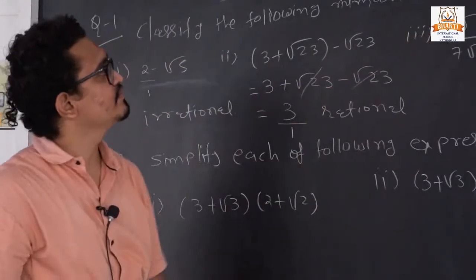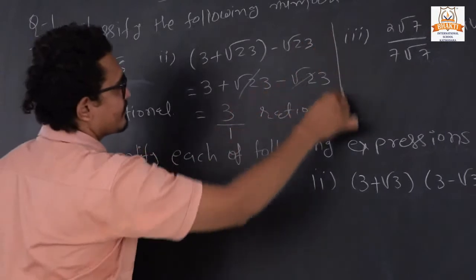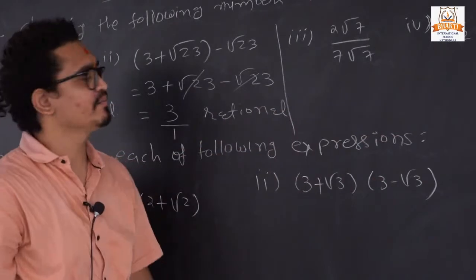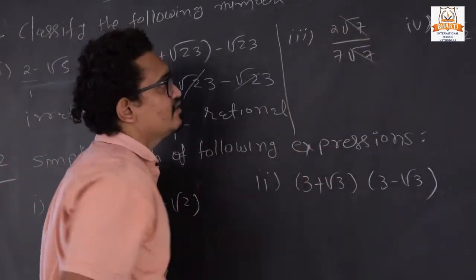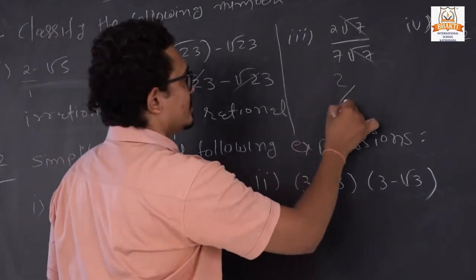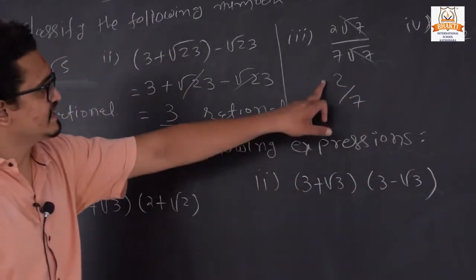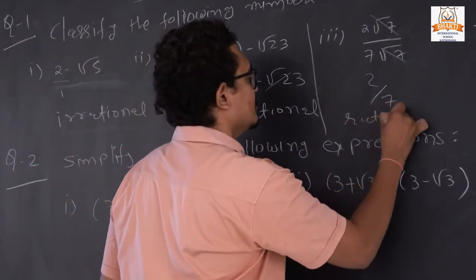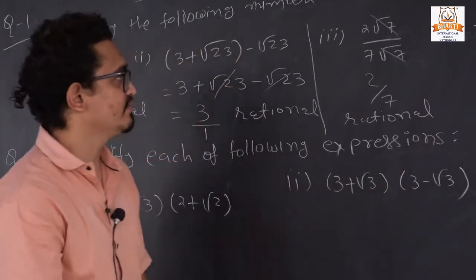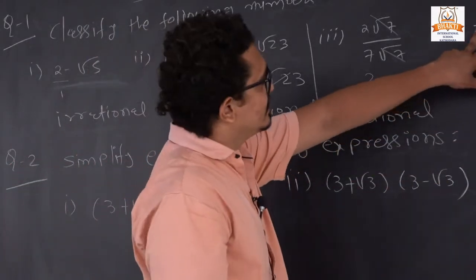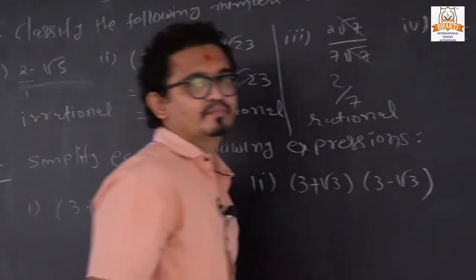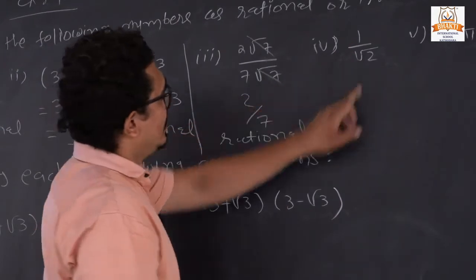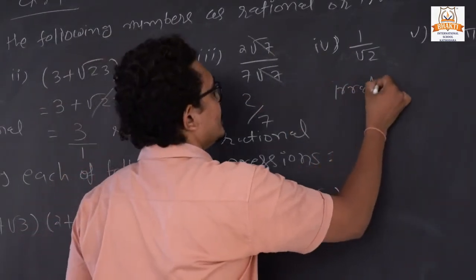So once again it is rational. Now in the third case, what happens? See, here 2 upon root 7 and then 7 upon root 7. Once again root 7 cancels. So we get 2 by 7. It is in rational form, p upon q. This is called a rational number once again. Then the fourth, here it is root 2. If we divide a rational number by an irrational number, the answer is always an irrational number.